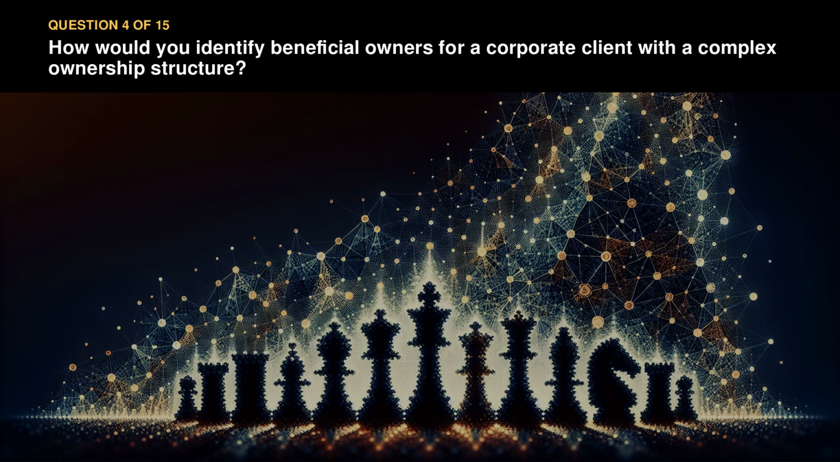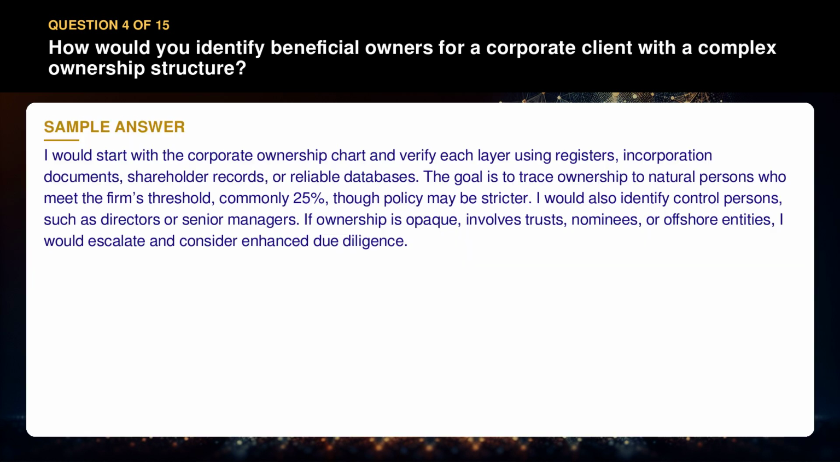Question 4. How would you identify beneficial owners for a corporate client with a complex ownership structure? I would start with the corporate ownership chart and verify each layer using registers, incorporation documents, shareholder records, or reliable databases. The goal is to trace ownership to natural persons who meet the firm's threshold, commonly 25%, though policy may be stricter. I would also identify control persons, such as directors or senior managers.